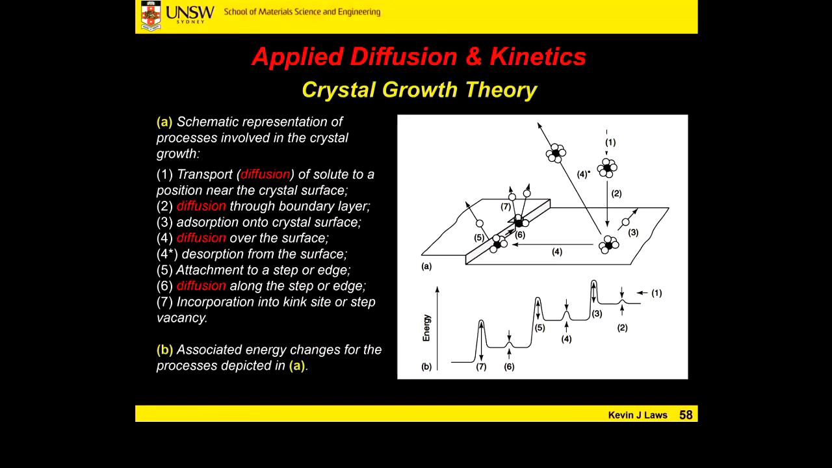Okay. So what we have is step 1, which I've already started to define here. This is the transport or diffusion of a solute to a position near the crystal surface. Okay, so our atom or our molecule is coming out of our solution, liquid or solid, could be either, and migrating towards the surface of our growing phase here. Step 2, diffusion through a boundary layer.